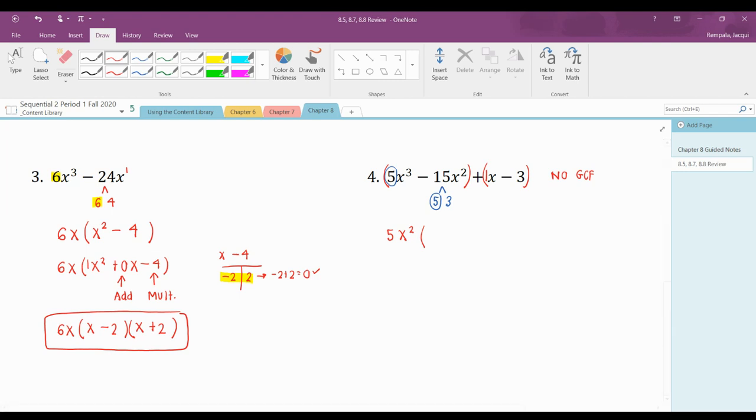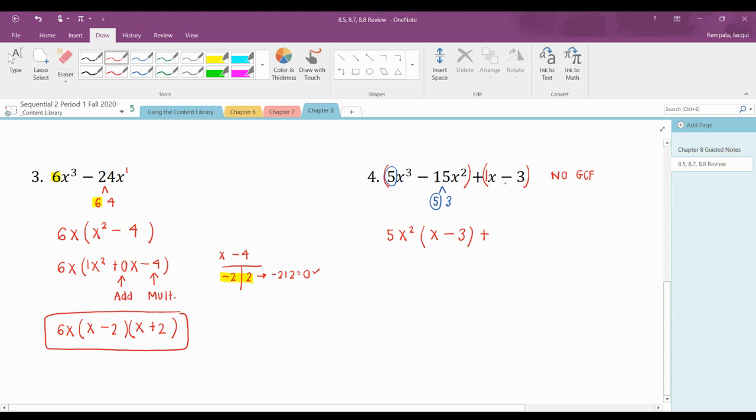Let's write what's left over. Well, 5x to the third. I took out the 5 and I took out 2 x's. That means I'm still left with an x. I'm going to bring down that subtraction sign. 15 was 5 times 3. The 5 got moved out, which means I'm still left with a 3. The x squared also got moved out, so there are no more x's in the parenthesis. I'm going to bring down that addition sign.